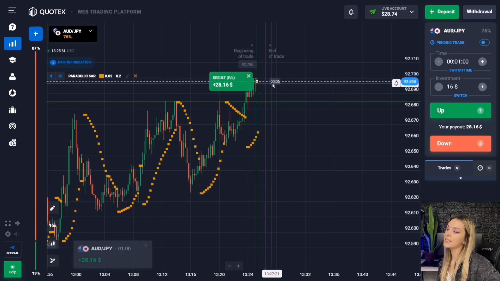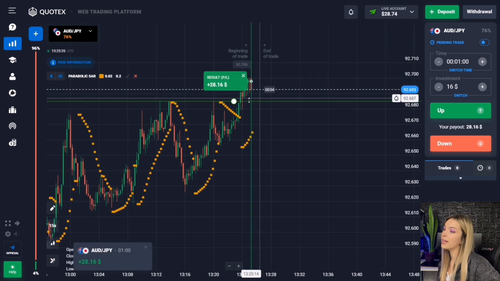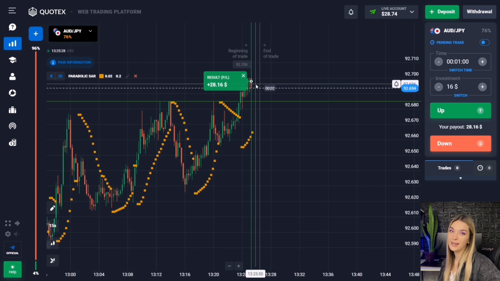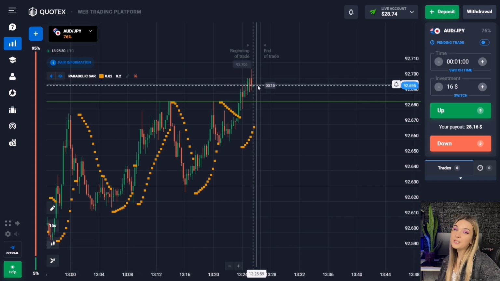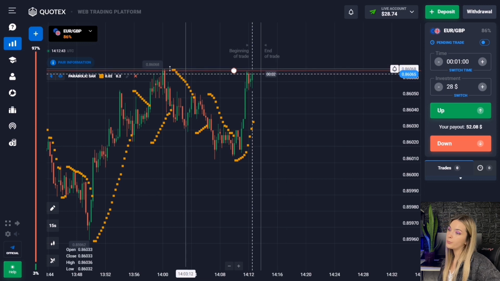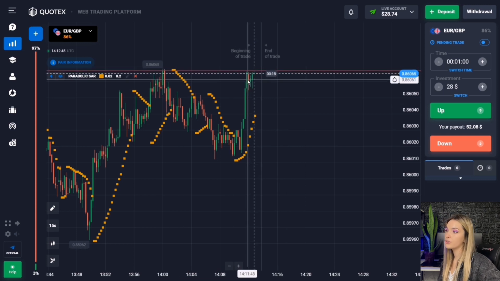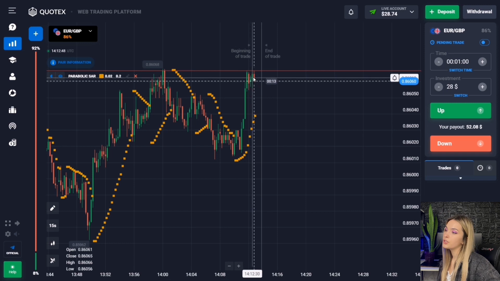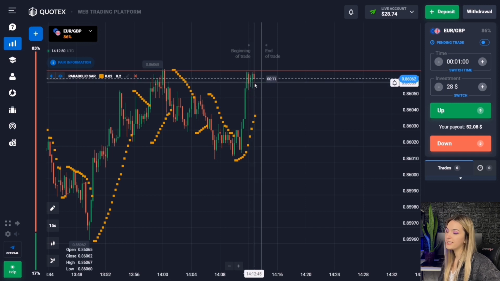That's quite good, guys. This level was indeed broken through and the price continued to move up and we made a profit. So everything is going great. Let's continue. Here we have a resistance level. We also see that the price has reached our level and there is a certain compression. In this situation, let's open a deal for 2 minutes to go up.